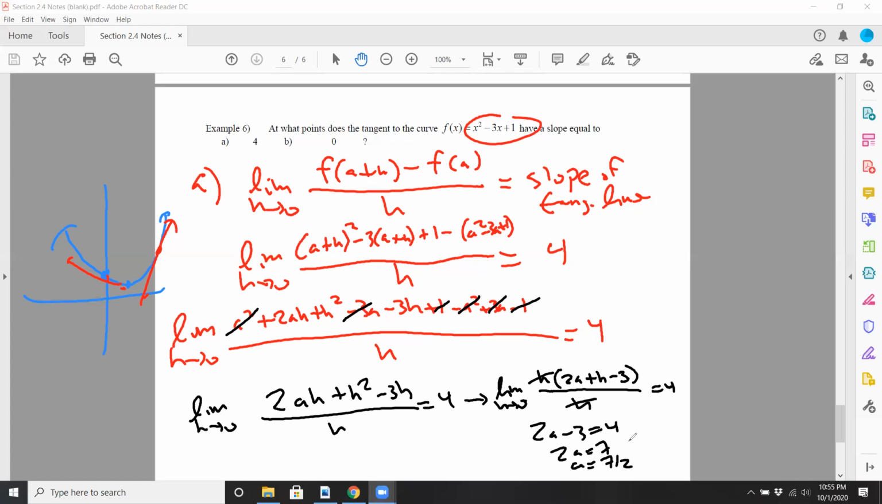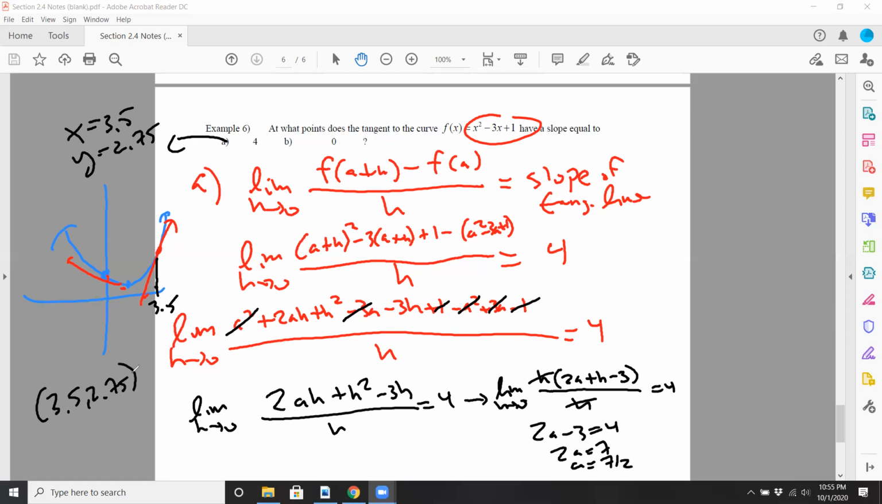Which kind of makes sense, that if I have 3.5 here for x, this would happen at x equals 3.5. And to find the y coordinate, you throw it back in the equation. Too lazy to get my calculator, so I'll get my cell phone out here. Let's see here. 3.5 times 3.5 minus 3 times 3.5 plus 1. So the y value is going to be 2.75. So the answer would be at (3.5, 2.75). That would be part A.